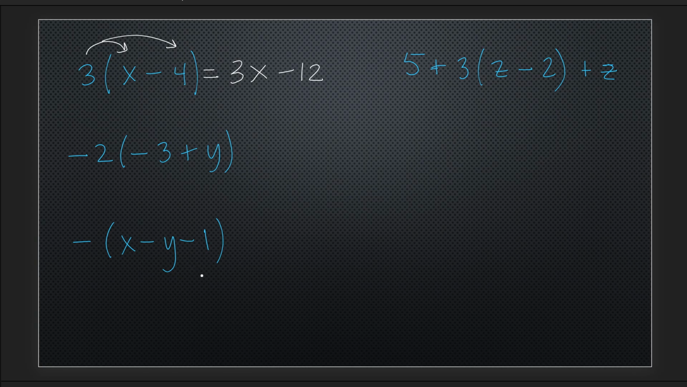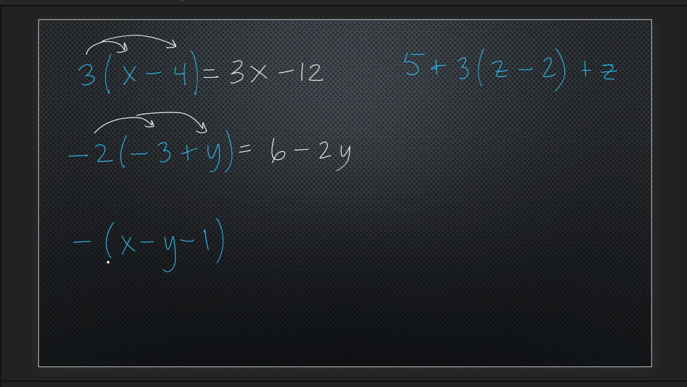So if you are comfortable, you can pause the video and try these and then see how you did. So now with this we have negative 2 times negative 3 plus y. So negative 2 needs to be distributed to each term inside the parentheses here. So negative 2 times negative 3, that's a positive 6. Negative 2 times a positive y is a negative 2y. And that's the answer.